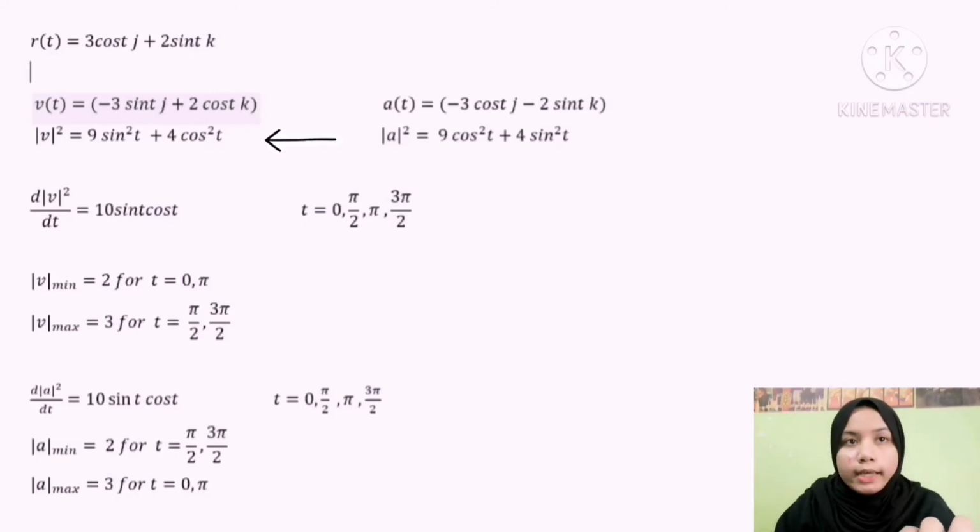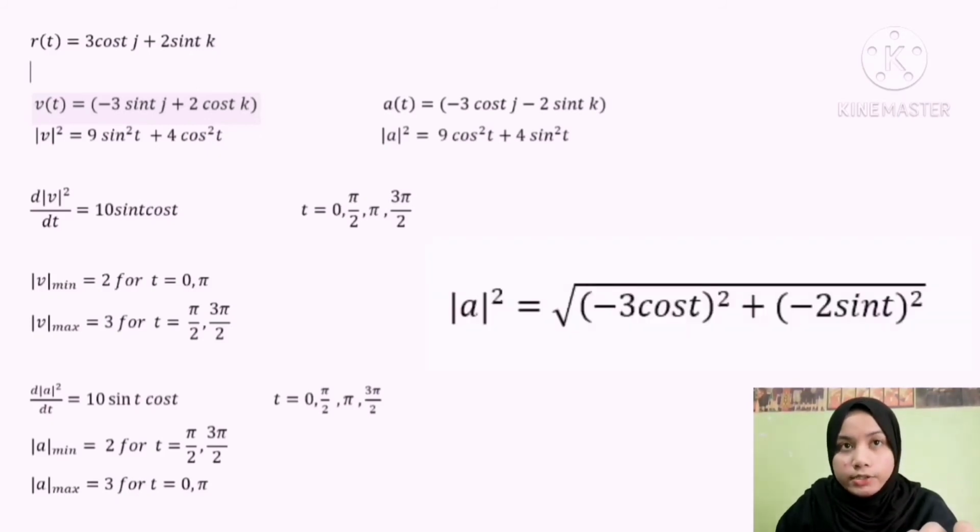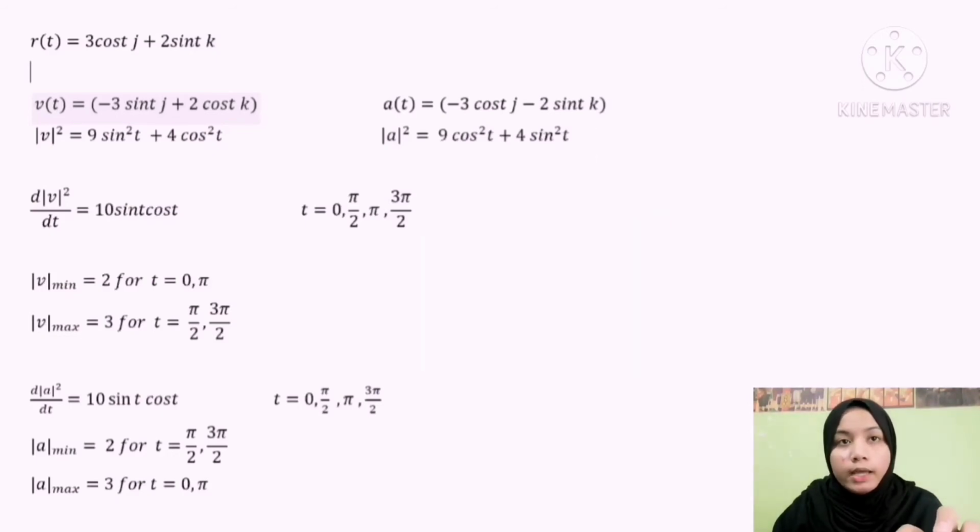After that, we can figure out magnitude of velocity square by simply doing this, and we will get 9 sin square t plus 4 cos square t. Same goes to acceleration. We put the expression into this equation and the magnitude of acceleration square that we get is 9 cos square t plus 4 sin square t.